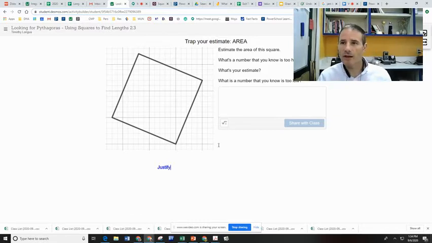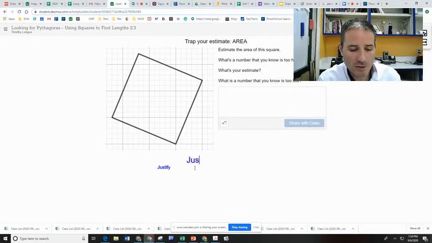Justify. I think I can make that bigger. Yeah, I can. Watch this. Does that make it bigger? No. Justify. There you go. Justify. Yeah, we have to justify our explanation.